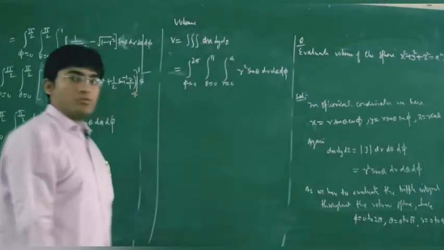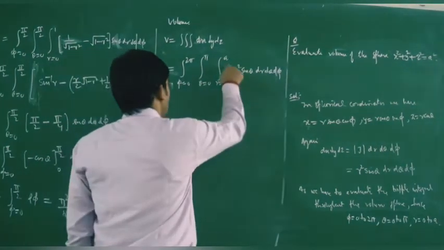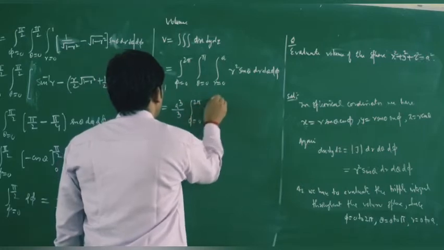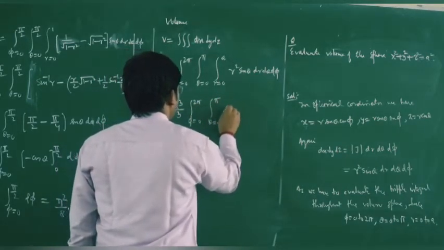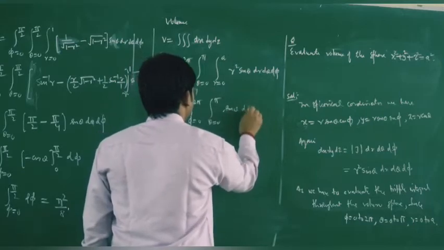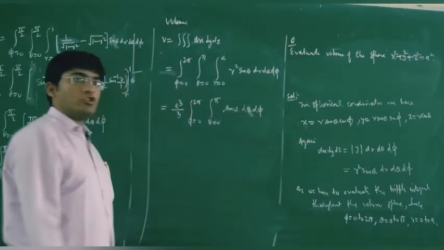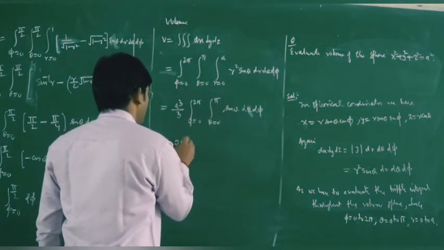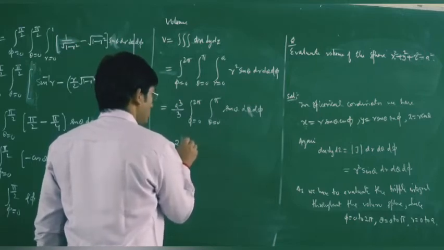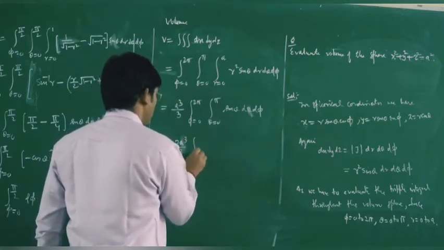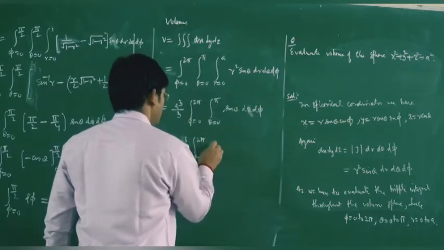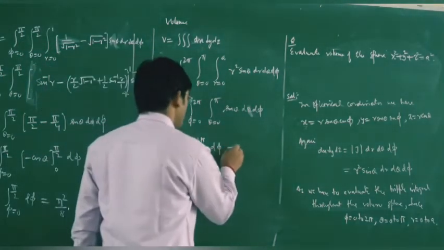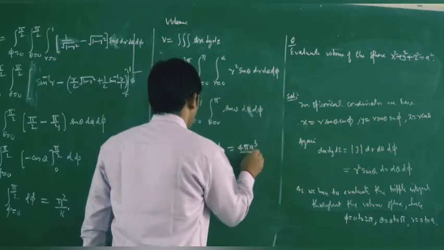Now the integration of r square with respect to r will be r cube upon 3. So if you put the limits, we will have a cube upon 3. Then we have phi equal to 0 to 2 pi, theta equal to 0 to pi, and then sin theta d theta d phi. And again the integration of sin theta will be minus cos theta. So if you put the limits, we will have 2 outside. So we have 2 a cube upon 3, and then the limits from phi equal to 0 to 2 pi, and then d phi. Now the integration of d phi will be phi, and the value will be 2 pi. So this is equal to 4 pi a cube upon 3.